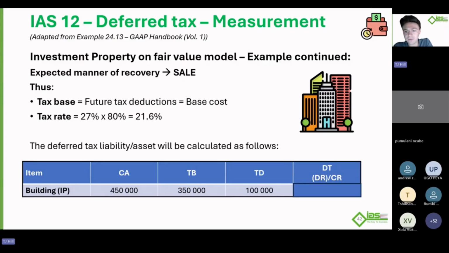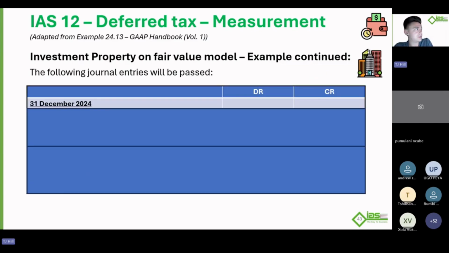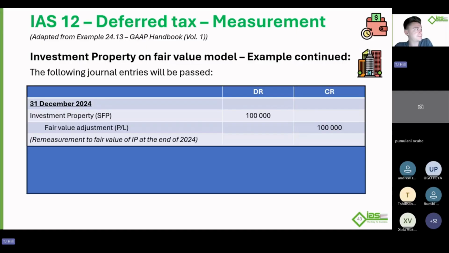My carrying amount is my fair value. My tax base is my base cost, because that's my future tax deduction. Which gives me a temporary difference of 100 times the CGT rate. So times 27% times 80%, which is going to give me 21,600. How do I pass my journal? First of all, I'm going to do the fair value adjustment. Do you see where it is going? Do you see it is going to P&L?